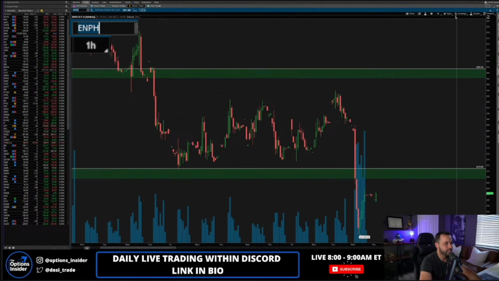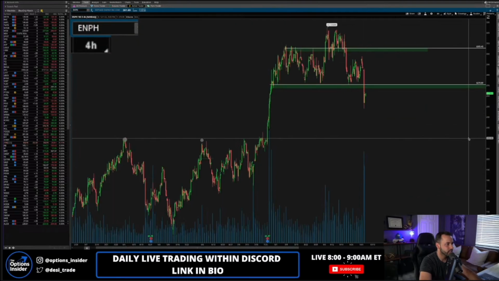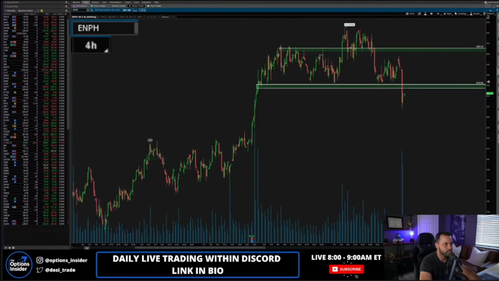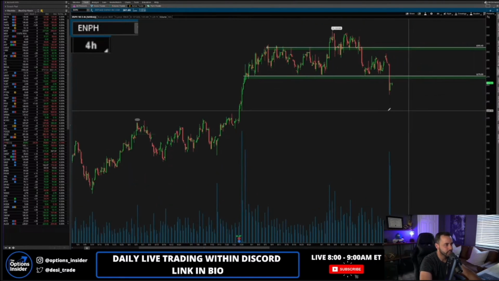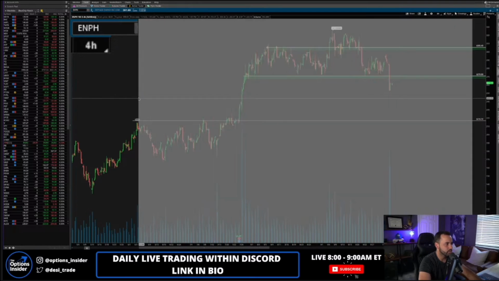ENPH, I think this is probably the beginning to more downside on ENPH, to be honest, guys. If you look at this chart and you look at what it did yesterday, this is a major breakdown on ENPH. This is a flush, right? I would not get too bullish on this pullback. This looks pretty aggressive. If ENPH cannot get back over 270, I think it's going to move lower.